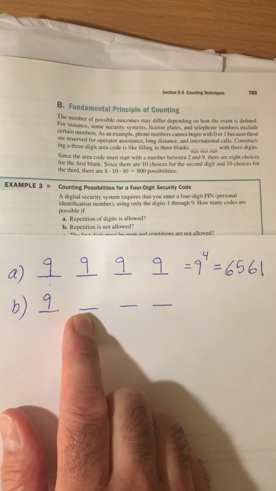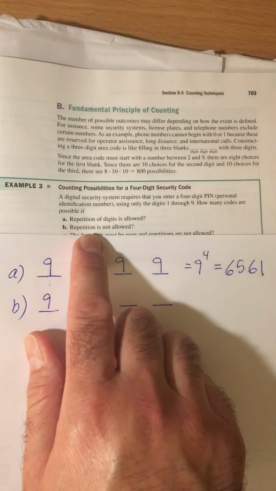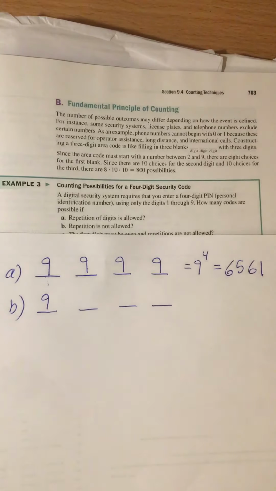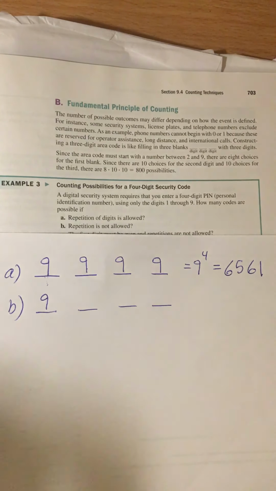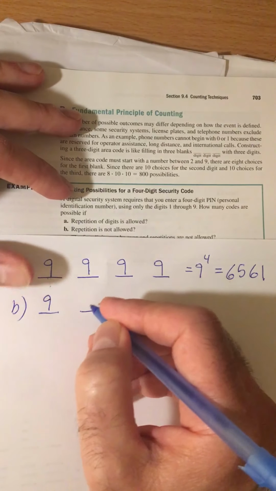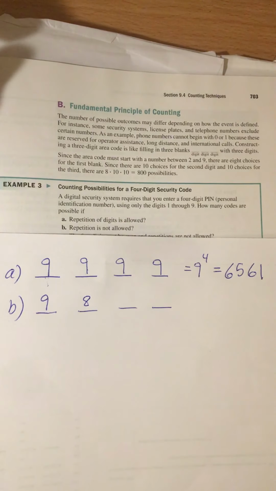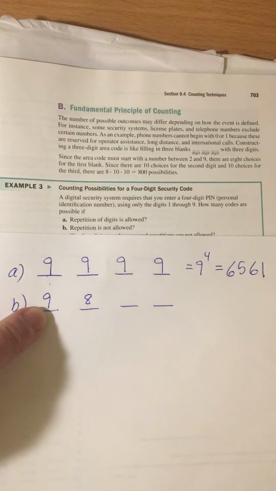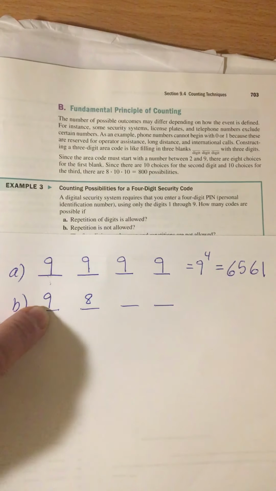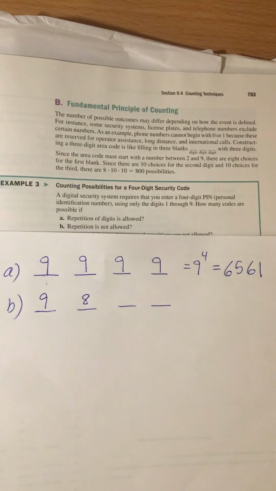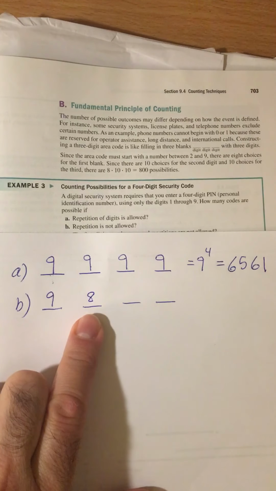Can I pick it again? No, I can't, because it says part B, repetition is not allowed. So therefore, I'm only restricted to 8 choices for the second position, because the number I chose here, whatever it was, 8, I can't choose it again. So 8 is out of the game. So there's only 8 digits left.